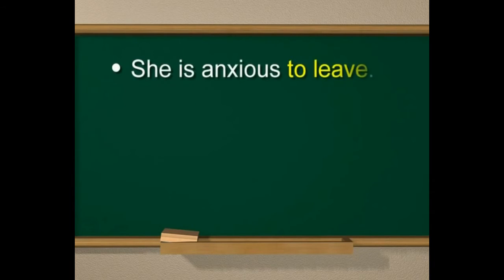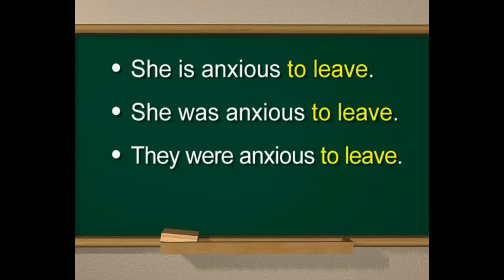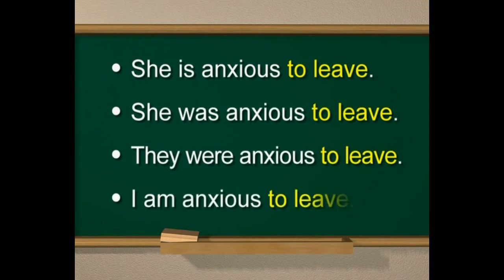She is anxious to leave. She was anxious to leave. They were anxious to leave. I am anxious to leave. You see in these examples that the finite verb is be, because is is the first form of the verb be. To leave again is a non-finite verb, that is to infinitive. It does not change into any of the other forms of the verb when the tense or the number is changed.